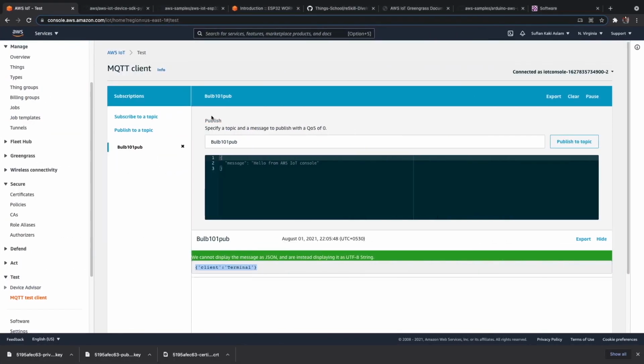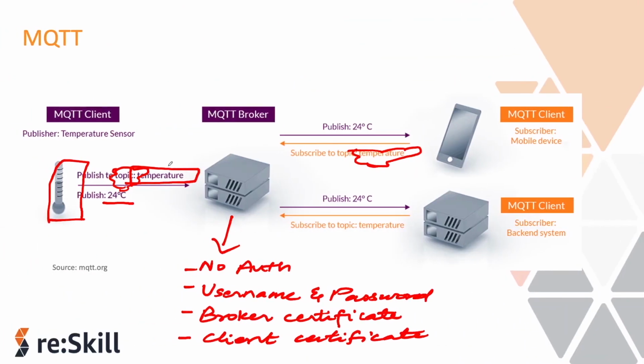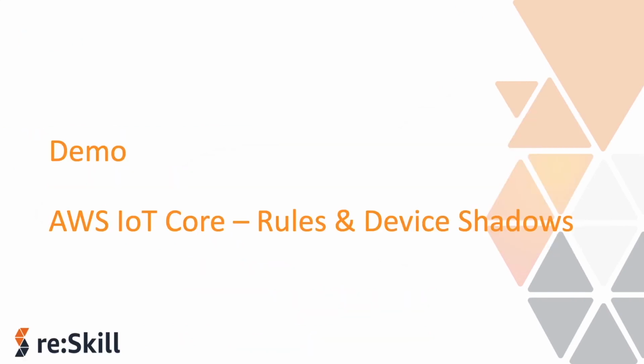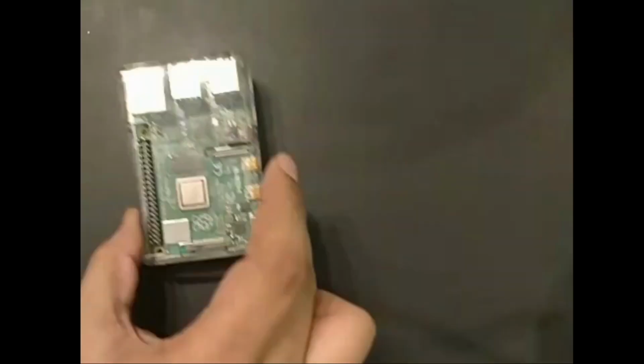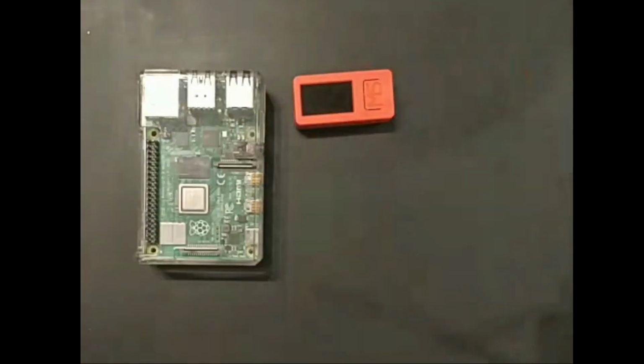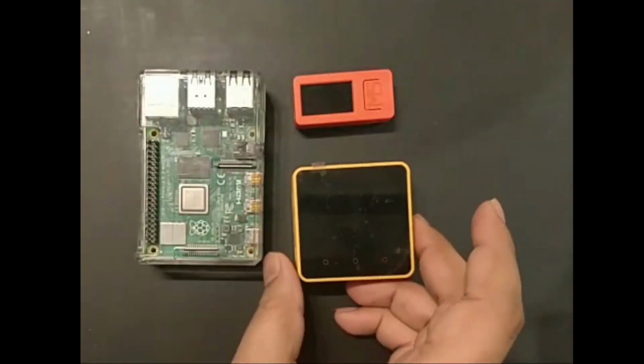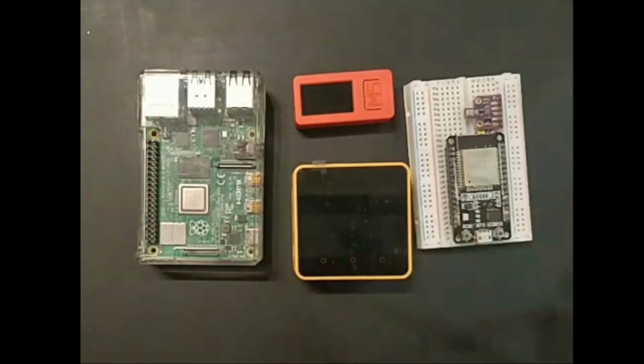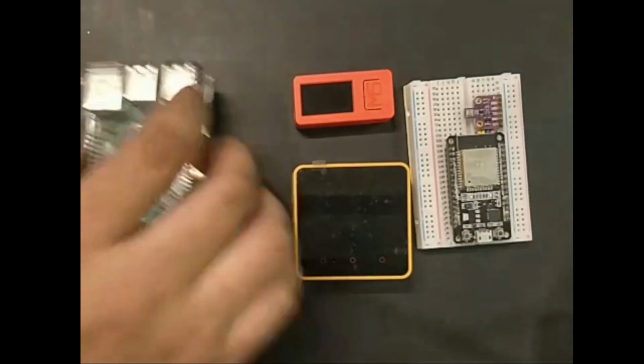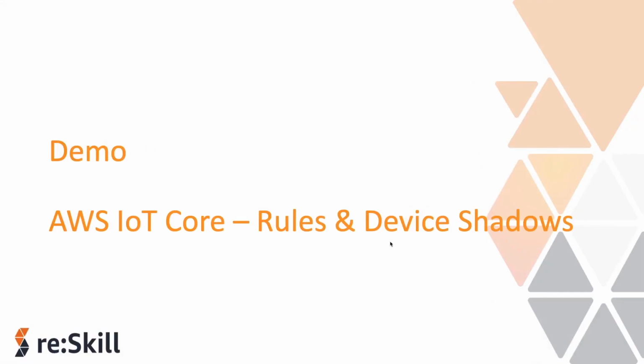Okay, so this was a very quick demo of how we can work with this. We will see some really good examples as well. Now, you will have to hold on for a moment while we get to work with some of these devices. We will see how we can use a Raspberry Pi, this M5 Stick C or M5 Core 2, or even ESP32 devices. We will get to that, but let's first see how we can work with the rules and the device shadows. So what are rules and device shadows?